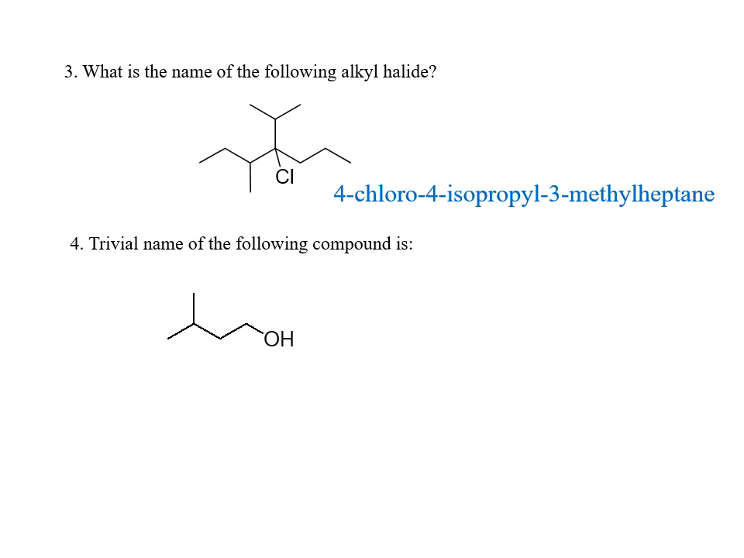The trivial name of the following compound is, so there are 5 carbons in this alcohol. The trivial name for a 5-carbon alcohol is amyl. And when you have a chain in which on the carbon next to last there is a methyl group as a substituent, then the prefix is iso. So this is isoamyl. And since this is an alcohol, this is isoamyl alcohol.